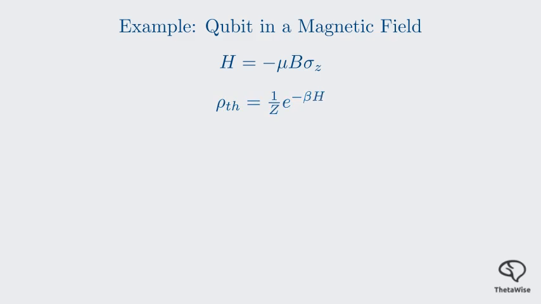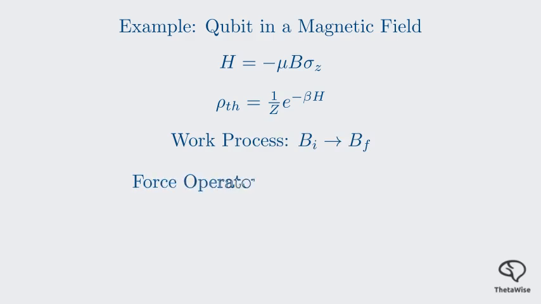Now, let's perform a work process. We will slowly change the magnetic field from an initial value B_i to a final value B_f. The work done is the integral of the expectation value of the force. The force operator is the negative derivative of the Hamiltonian with respect to B, which is mu times sigma_z. Since we are changing the field slowly, the system remains in a thermal state at each instant. This is called a quasi-static process.